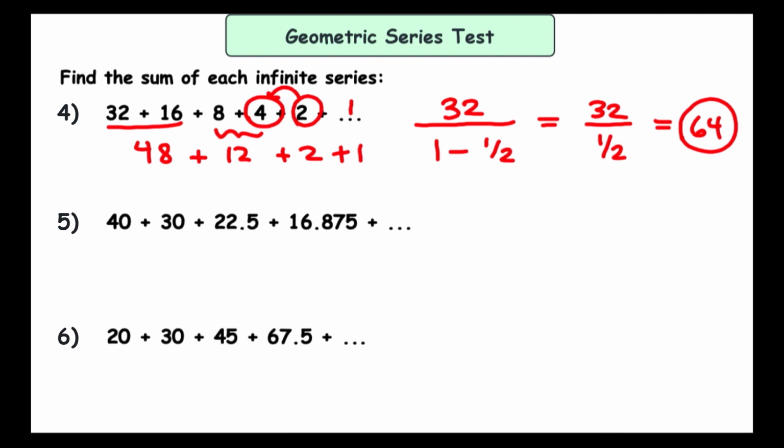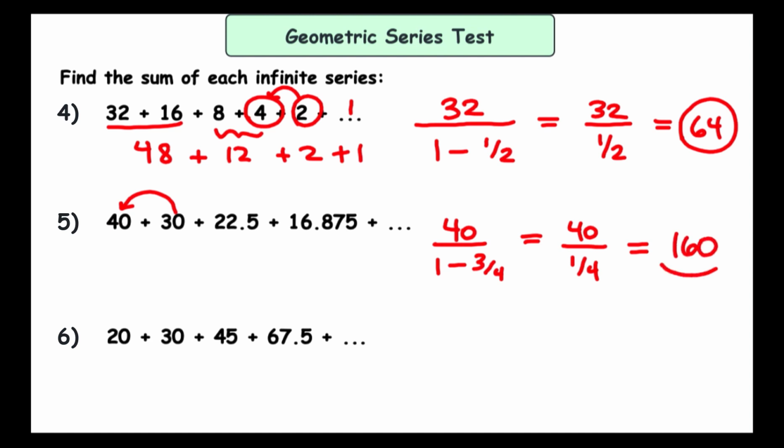All right, same sort of deal. Term 1 over 1 minus r. In this case, r would be, let's try this, 3/4. You're multiplying by 3/4 each time. That's going to make 40 divided by 1/4. And of course, 40 divided by 1/4 is the same as 40 times 4. So that will be 160.